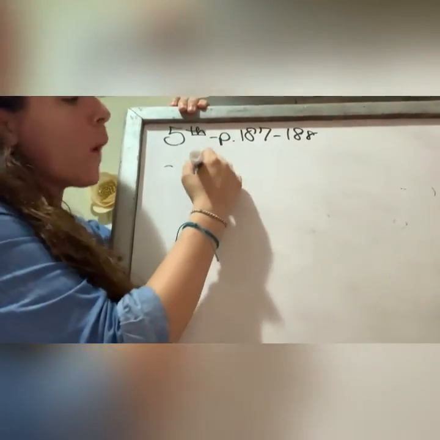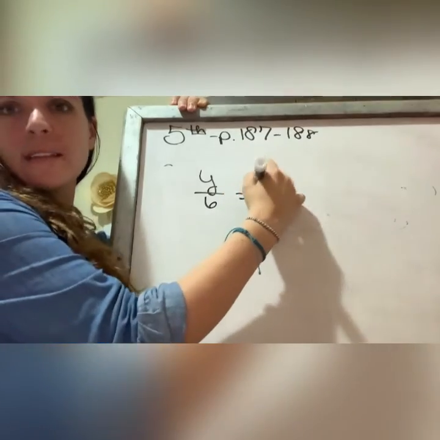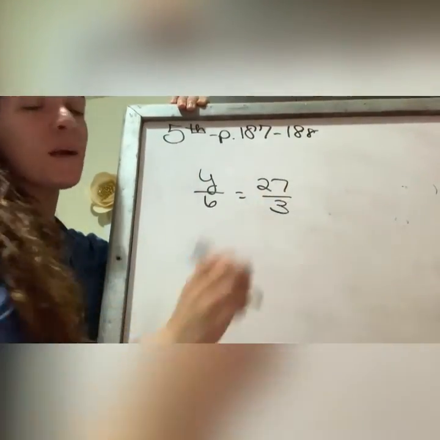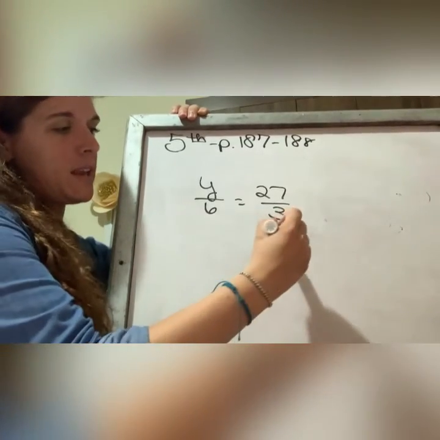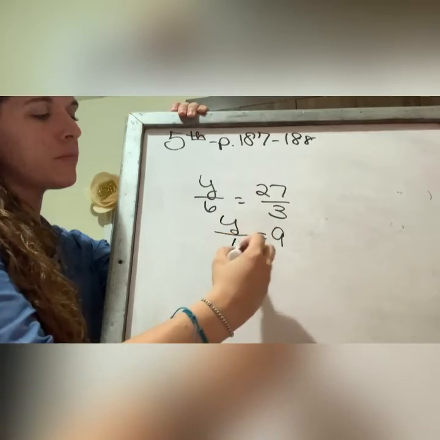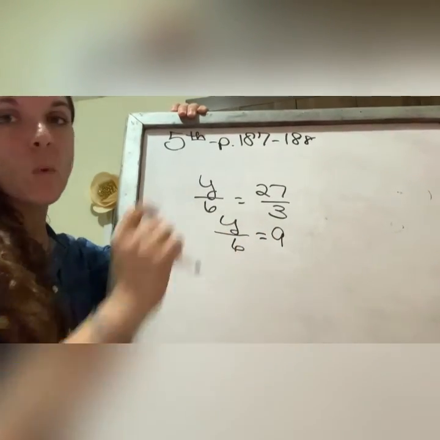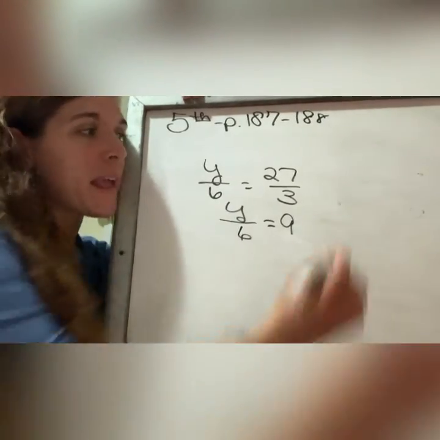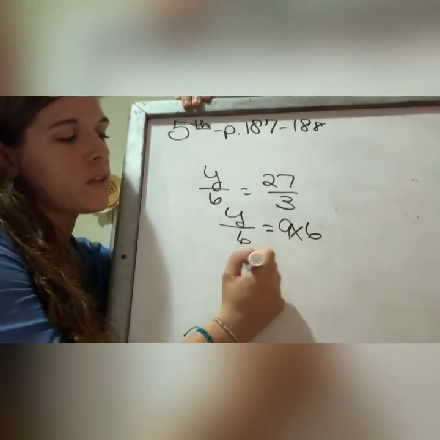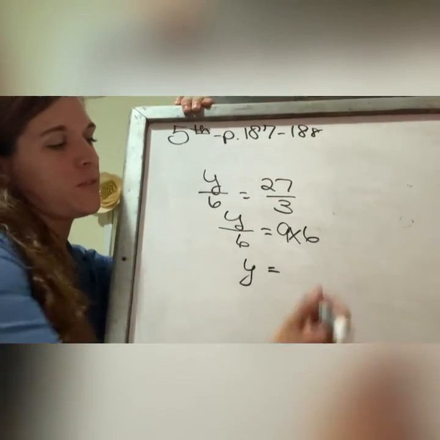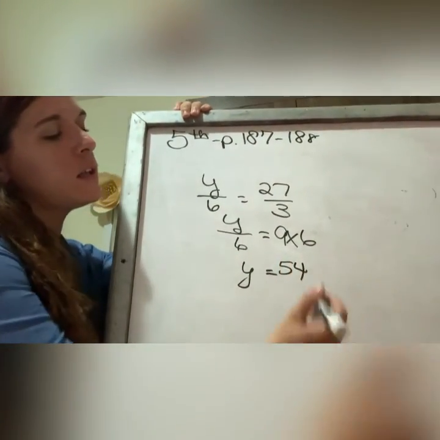Here we go. Y divided by 6 equals 27 over 3. What's 27 divided by 3, Oscar? 9. Andres, what is the 6 doing to the Y? Dividing. So what's the opposite? Multiplying. So we have to multiply 6 over here. 9 times 6 equals what? Danielito? 54. Good. That's my answer.